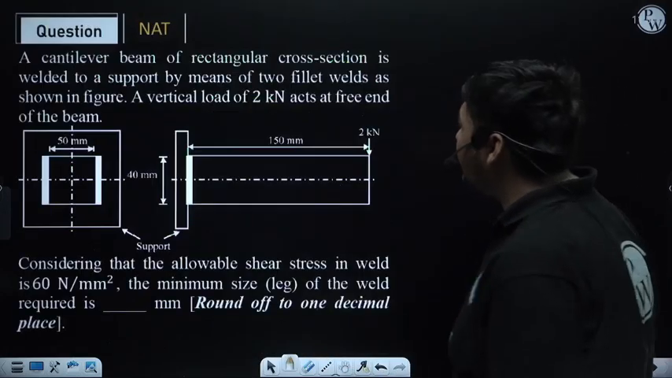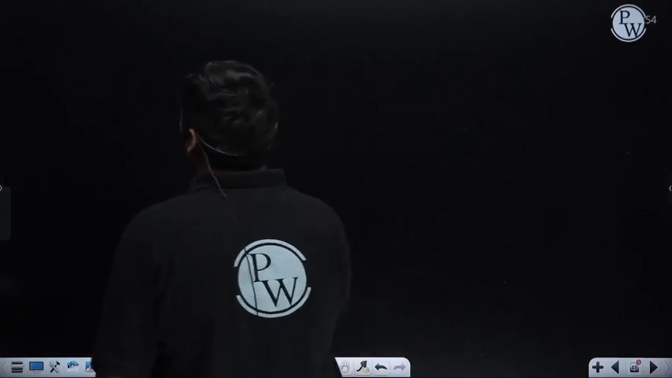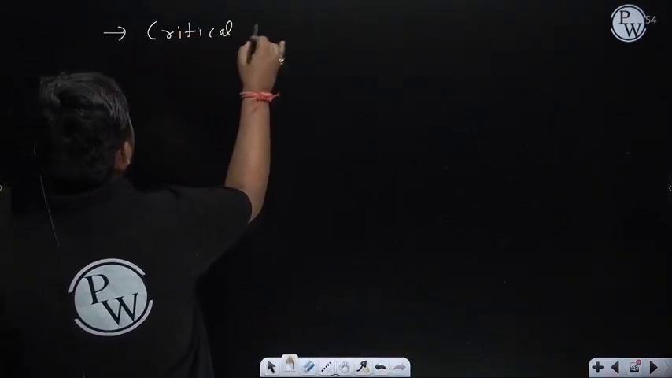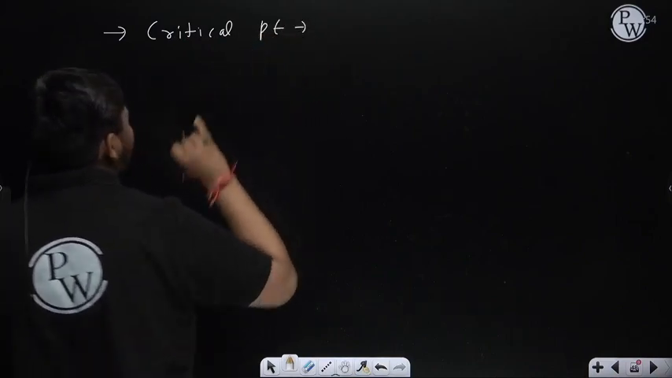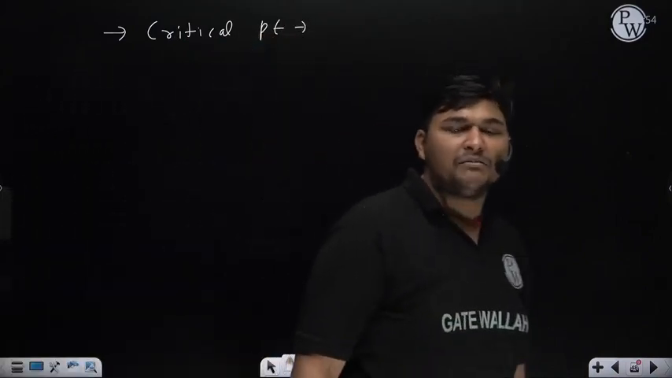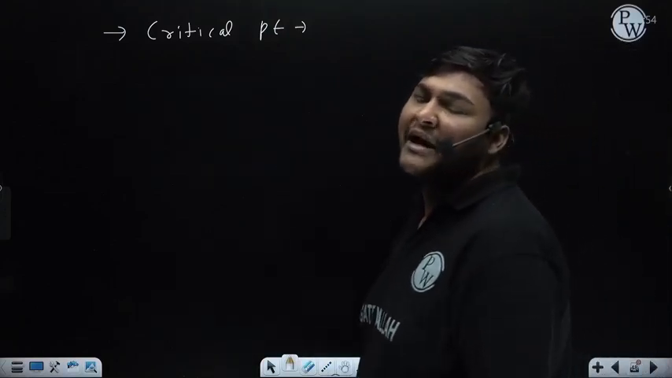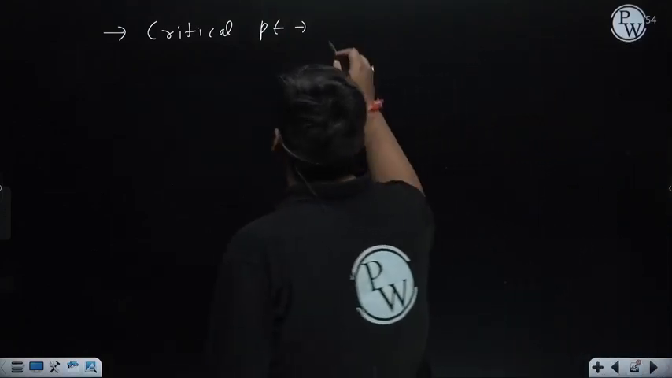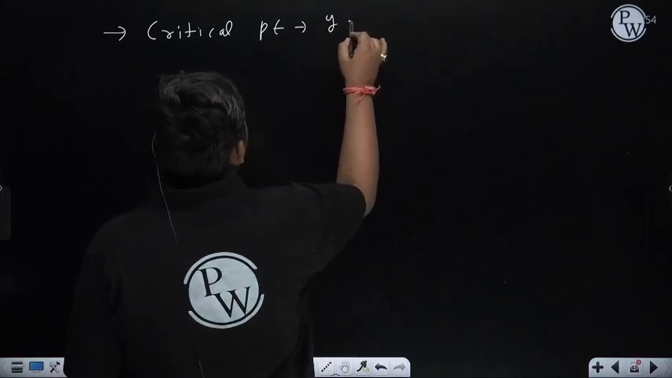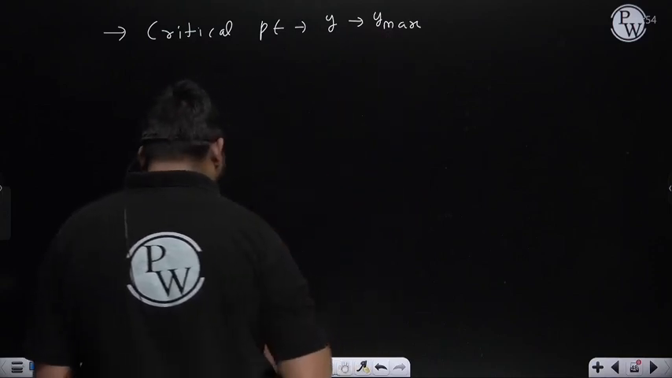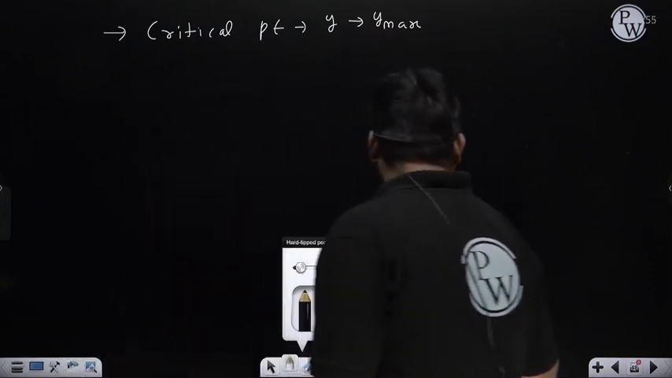So to find the stress condition at the critical point, can I say in this case the critical point will be the point where bending stress is maximum? Primary stress is the same everywhere, and bending stress will be maximum at the point where y is maximum. So can I say here the critical point is the point where y is maximum? Okay. Now to design, we need to find where y will be maximum.